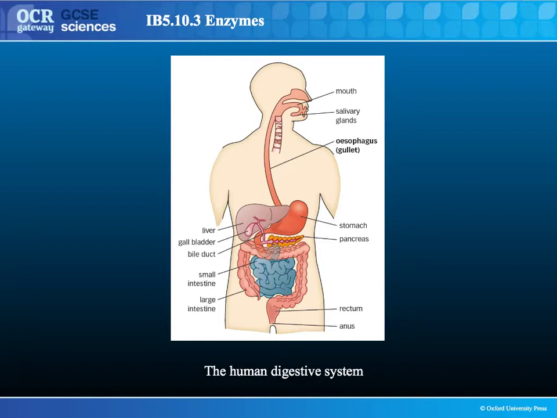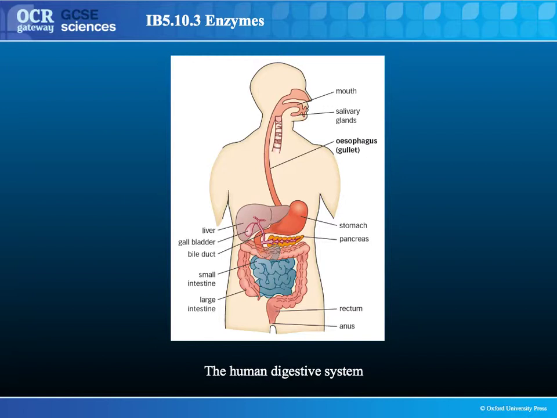So first of all, we start in the mouth. Here we've got salivary glands as well as teeth that will help to break down the food that we eat. Now the whole point of this is that the food that we eat is broken down into smaller molecules from the large ones that they are in the food, so that they are able to be absorbed into the body and used to build other molecules that we need to build in our tissues, and also for the process of respiration.